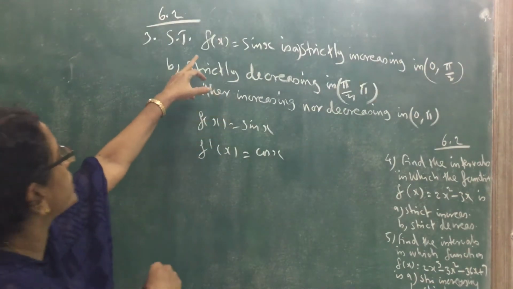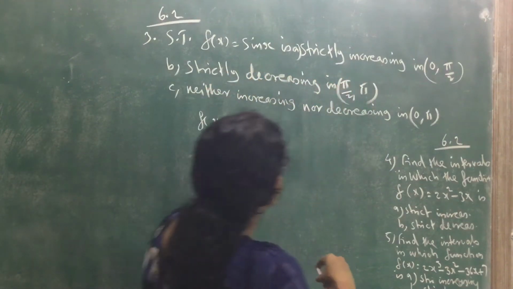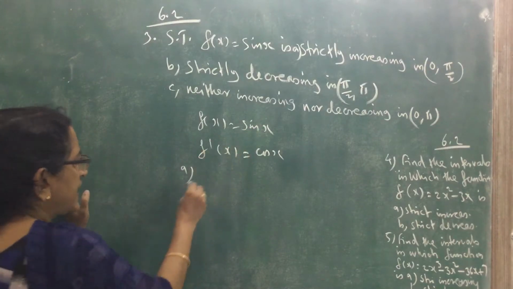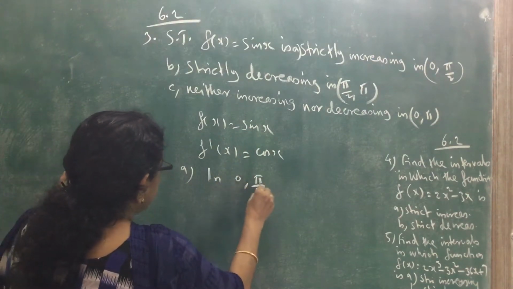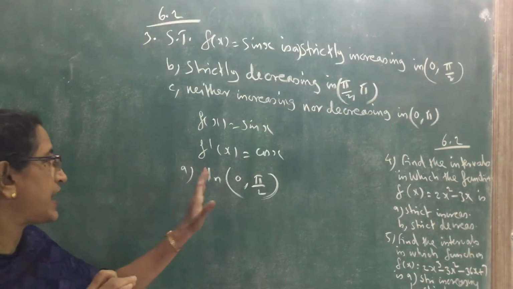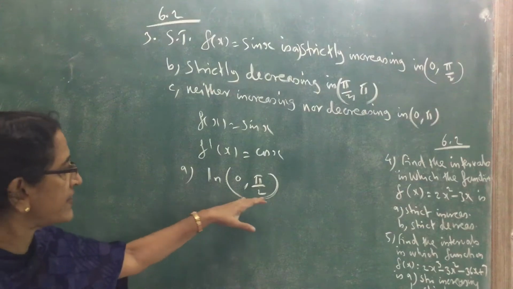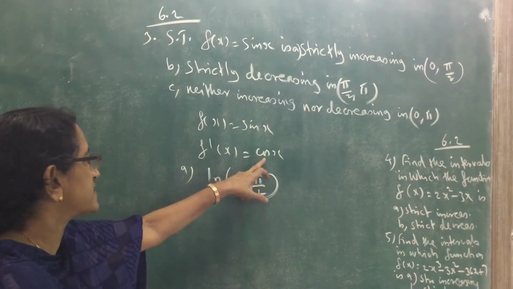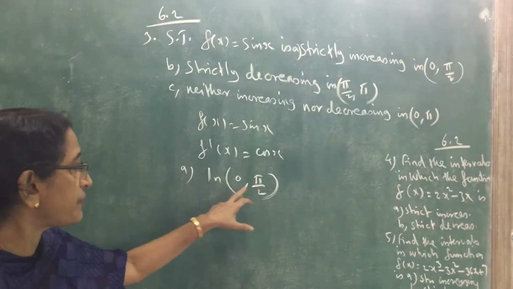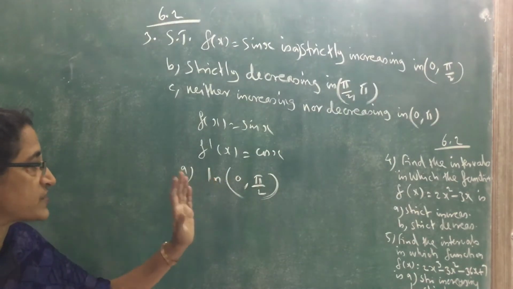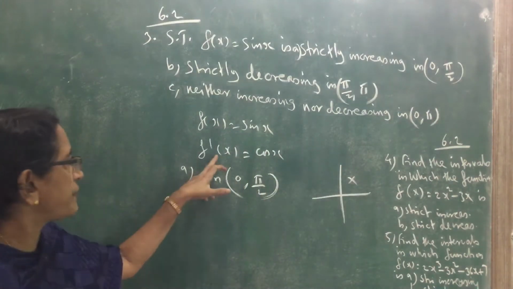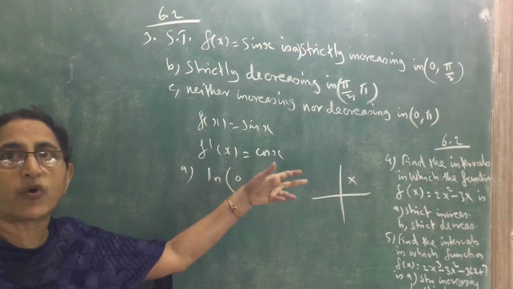Now see the first question, A. Strictly increasing in (0, pi by 2). So consider the open interval (0, pi by 2). That means 0 and pi by 2 are not included in the interval. In the open interval (0, pi by 2), we know that cos x, that is f dash x, the derivative, is positive. Because this is the first quadrant, 0 to pi by 2. In the first quadrant, all are positive.